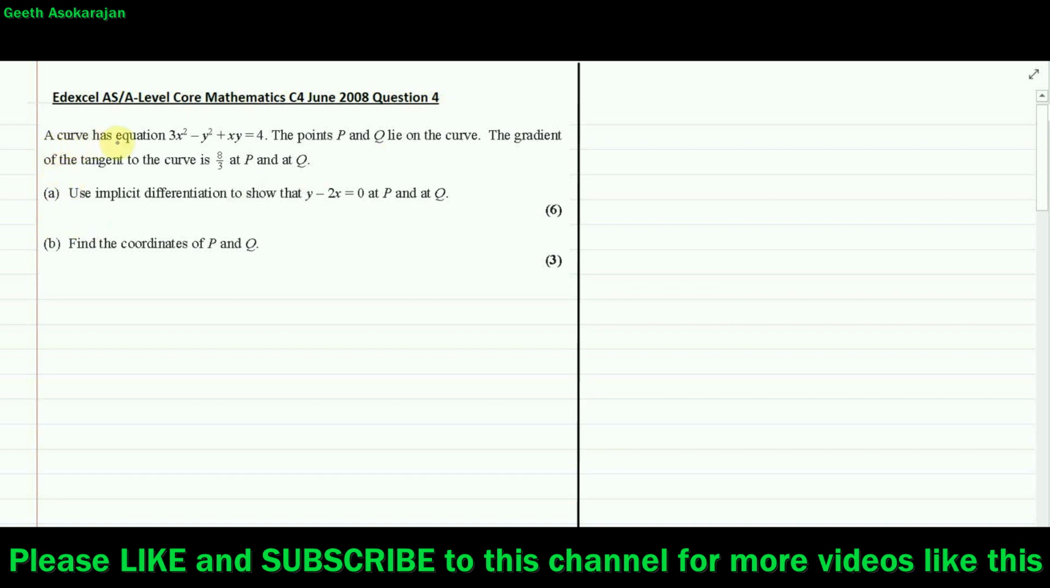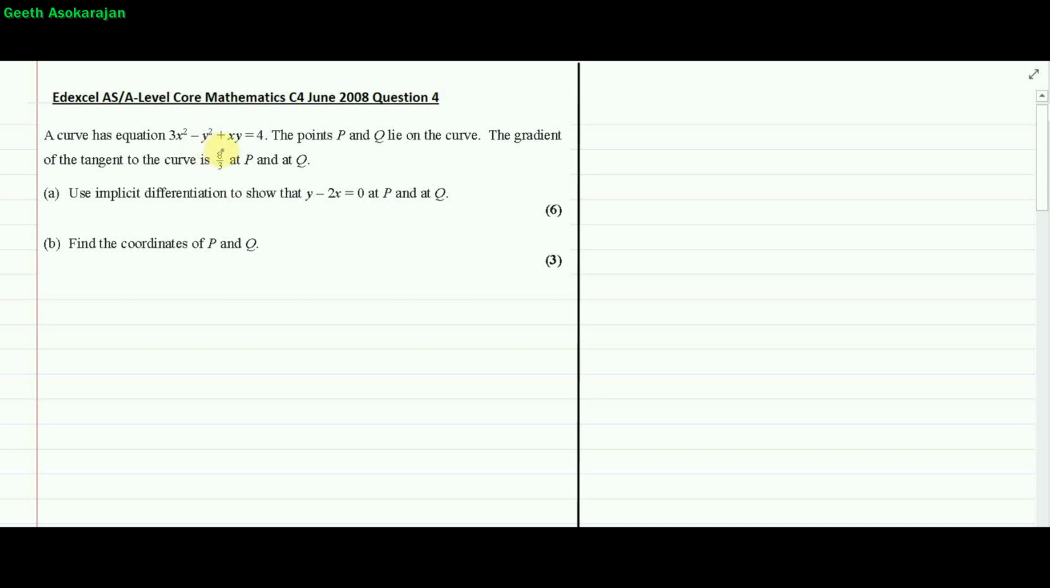A curve C has equation 3x squared minus y squared plus xy equals 4, and the points P and Q lie on the curve. The gradient of the tangent to the curve is 8/3 at P and at Q, and in part A we need to use implicit differentiation to show that y minus 2x equals 0 at P and at Q. So let's try part A.